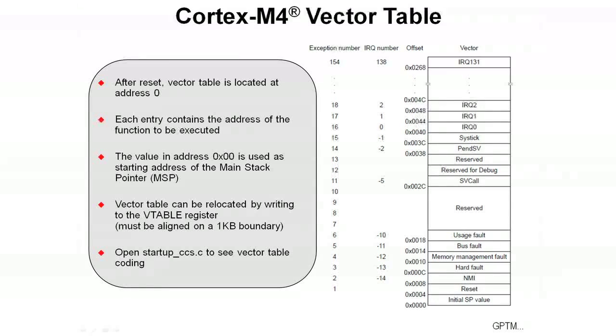If you look down at the bottom at the initial SP value, that value at address 00 is used as the starting address of the main stack pointer. You can relocate the vector table if you need to. That's typically done by a bootloader, by writing to the VTABLE register. You have to align this on a 1 KB boundary.